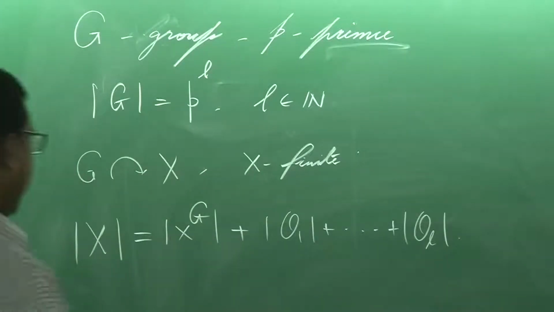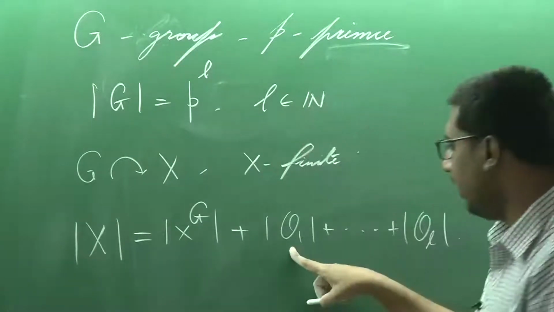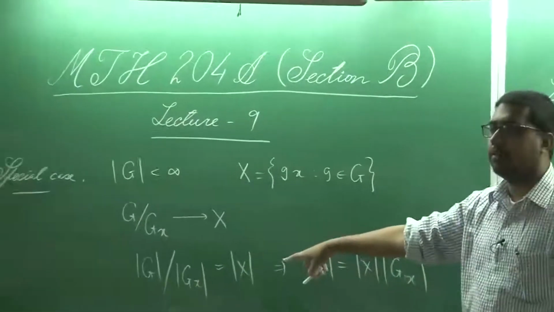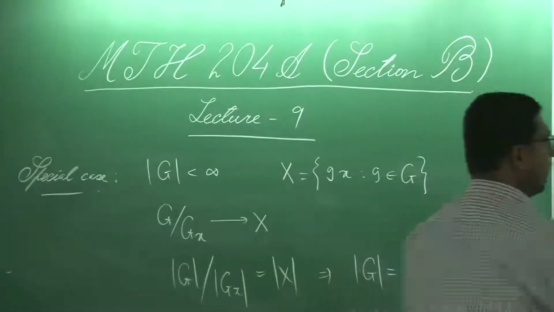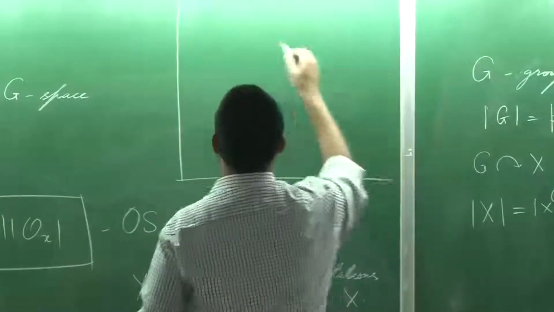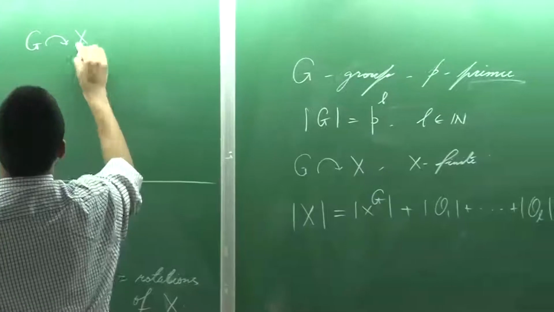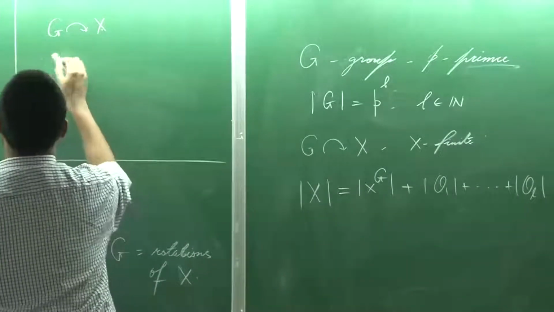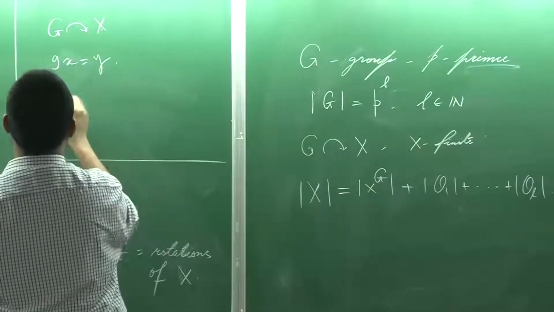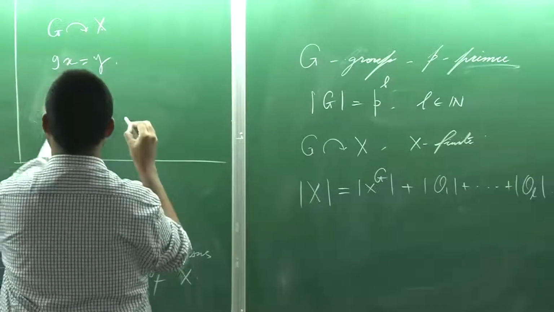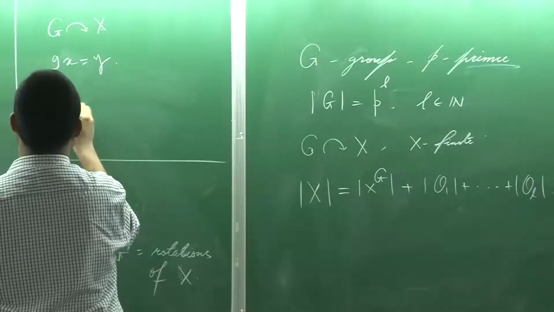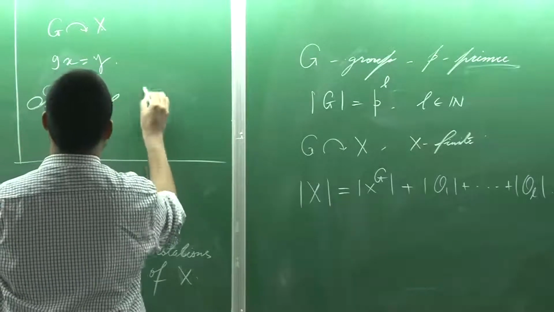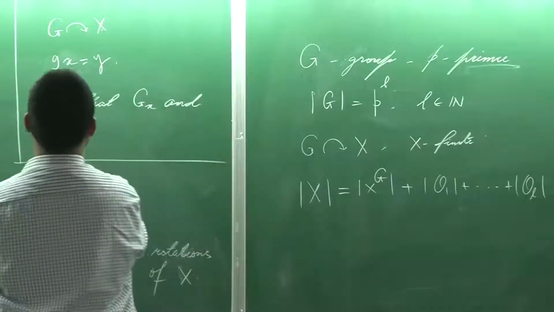So what do we get from this? If we take any non-trivial orbit, the order of the orbit is nothing but the index of any of its stabilizers. At this point I should leave the following exercise to you, which I forgot to mention: suppose we have a G space, and x and y are related, that is, gx equals y. Find the relation between the stabilizers of x and y. Show that they are conjugate.